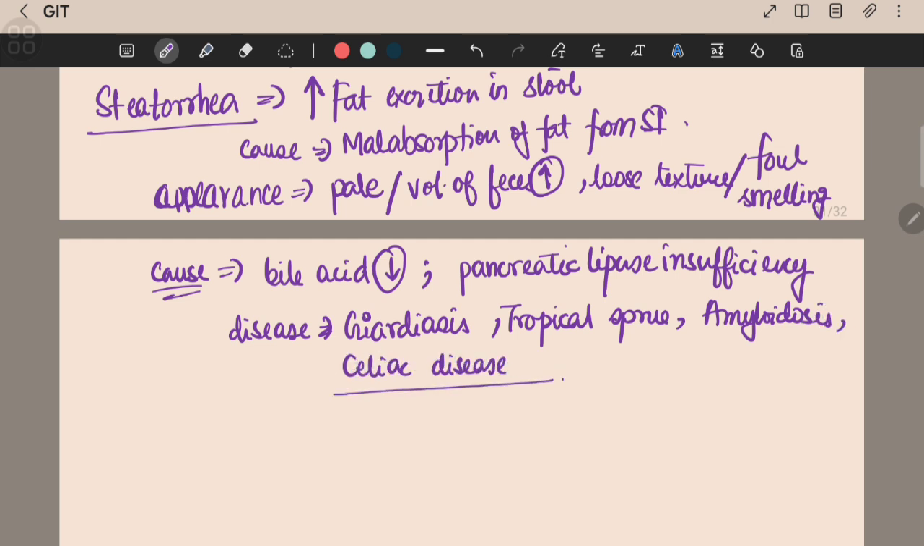Now the treatment will actually depend on the underlying conditions of the patient. For patients with pancreatic enzyme deficiency, replacement therapy of the enzymes will be given, and other things like dietary restriction of fats will also be there.